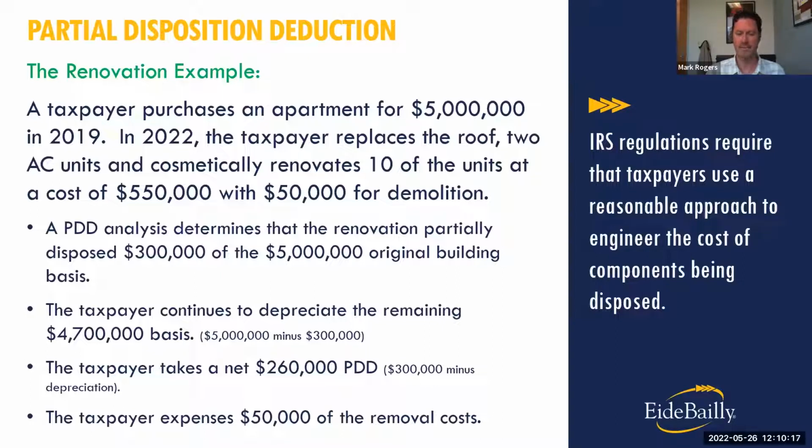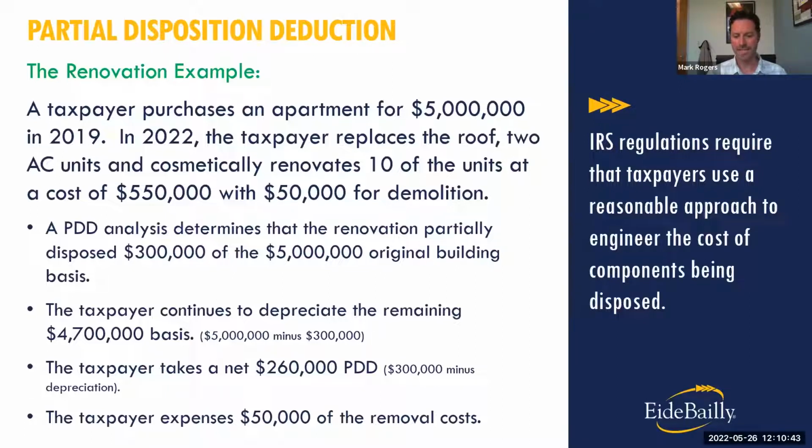So componentizing from a bigger whole. And when it comes to a PDD analysis, the IRS, and look in the sidebar there, they just require the taxpayer using a reasonable approach to engineer the cost of components being disposed. And so second bullet, taxpayer continues to depreciate the remaining 4.7 million. So that's that 5 million minus 300,000. So you're not double depreciating.